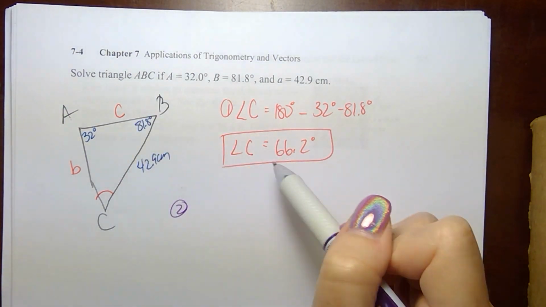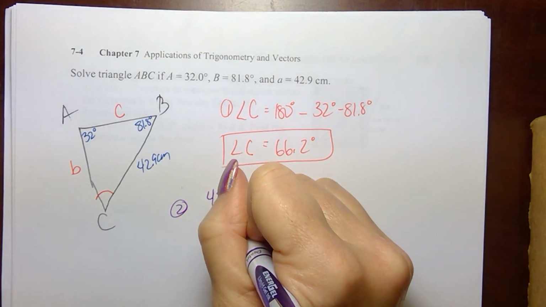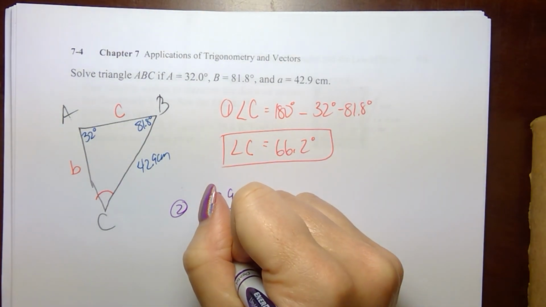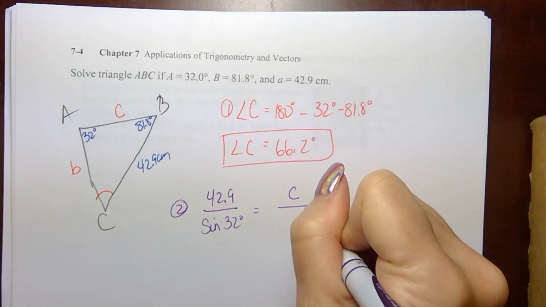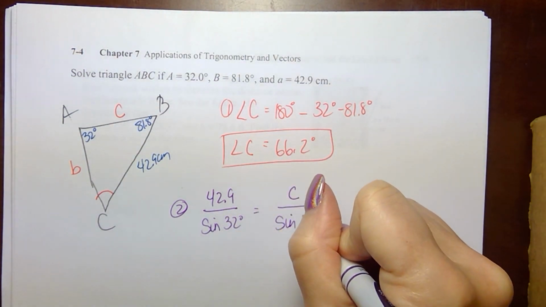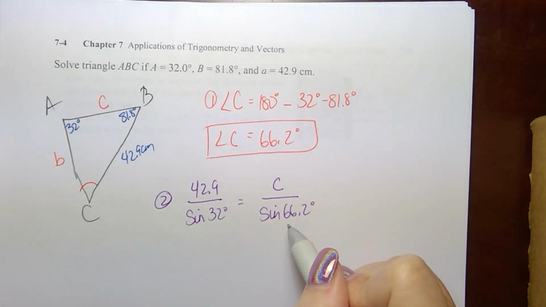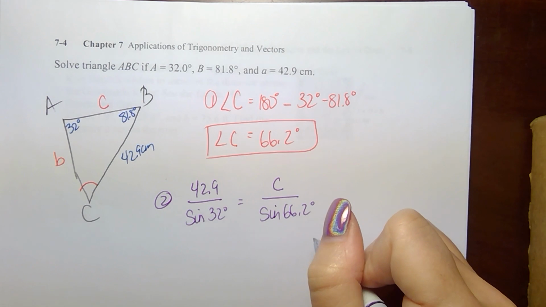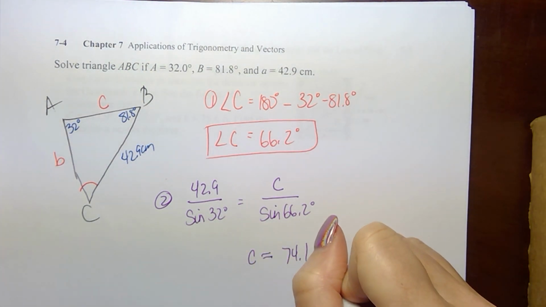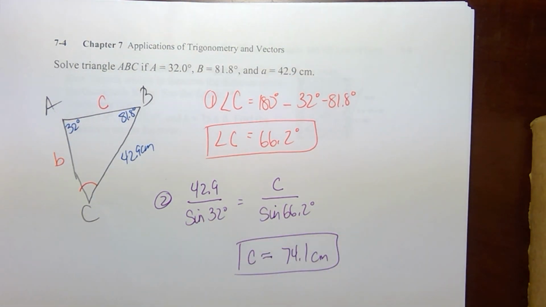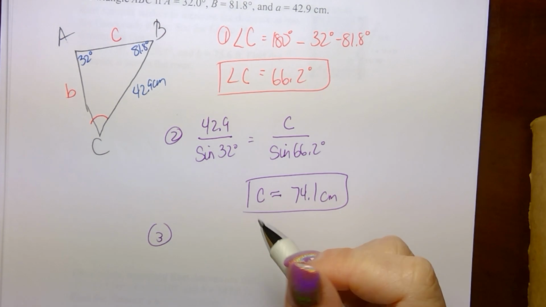If we do side C, we know that 42.9 is the length of side A. Measure of angle A is 32 degrees. If we're solving for side C, we put that over sine of angle C. When you set that up as a proportion, find your cross products to solve, you're going to get a measurement for side C as 74.1 centimeters. Don't forget your units.